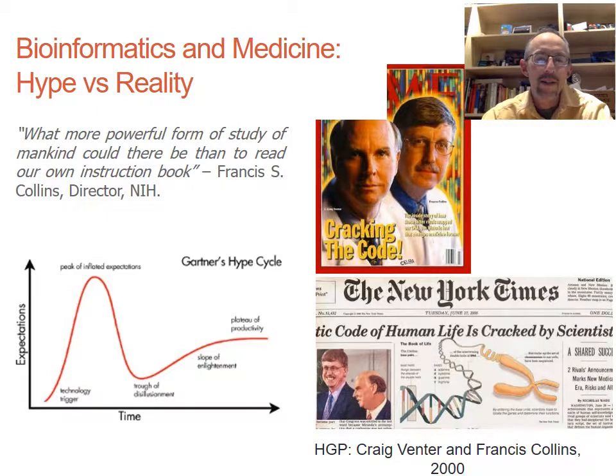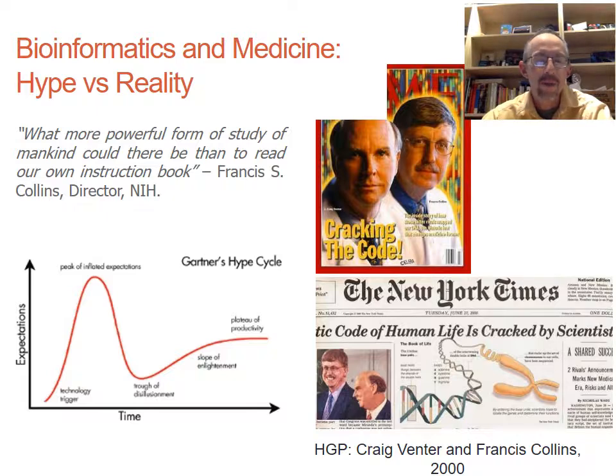And so this slide is about how at the end of the Human Genome Project, there was a lot of hype. As Francis Collins said, then what more powerful form of study of mankind could there be than to read our own instruction book? And in order to generate the $3 billion in funding, there were some suggestions by scientists and politicians perhaps that this project would provide faster results than was the case. So there was a lot of hype and headlines and magazine covers like you see here.